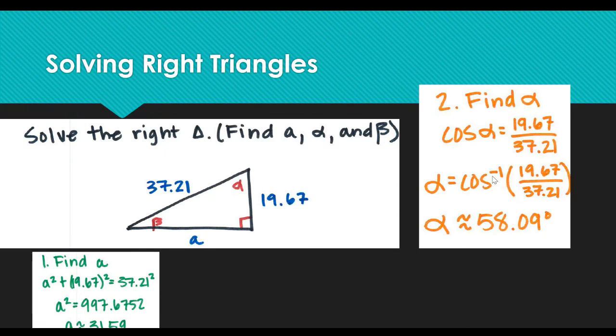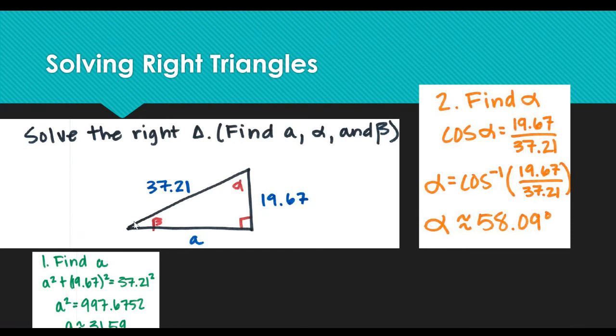If you look on your calculator, that's just second cosine. You'll see cosine with that little -1 looking thing. You hit second cosine, type 19.67 over 37.21, and you should get 58.09. If you don't, don't panic. Make sure your calculator is in degrees. Go to mode, the button up by second, on the top left, the second one in. Then go down to where it says radian and degree, and make sure degree is the one that's colored black. Do that, type it in again, and that's what you should get.